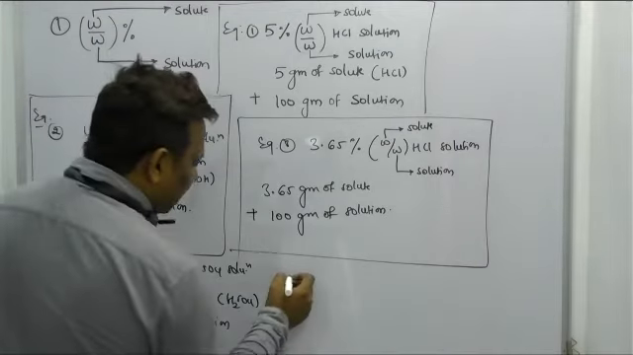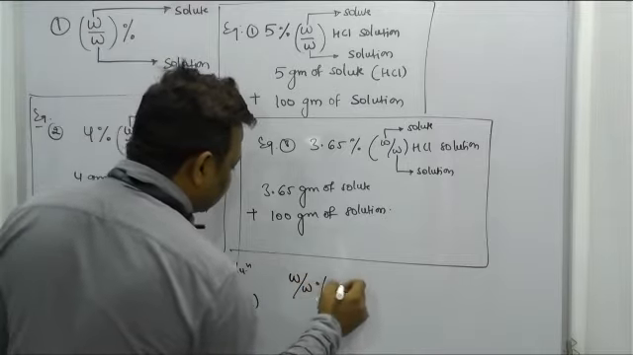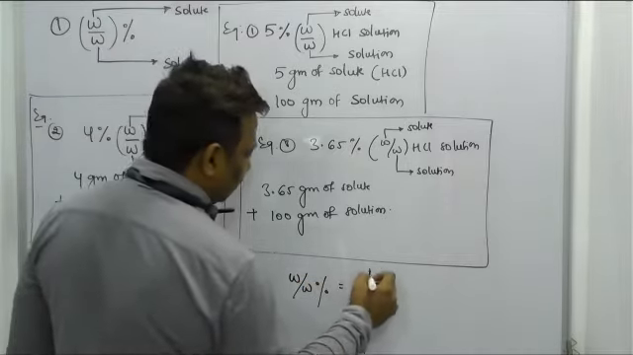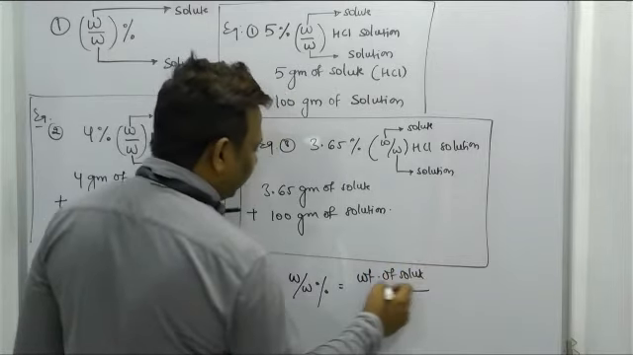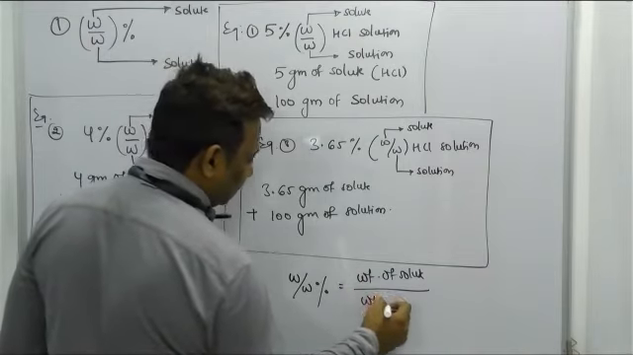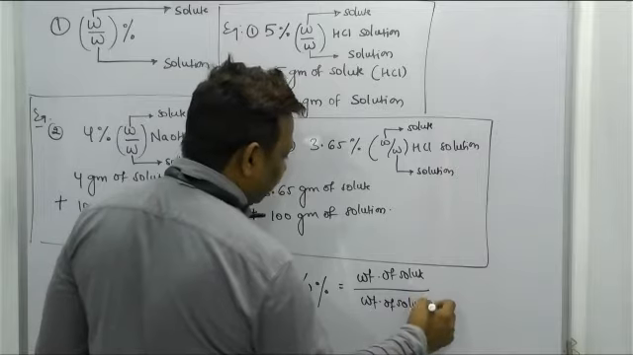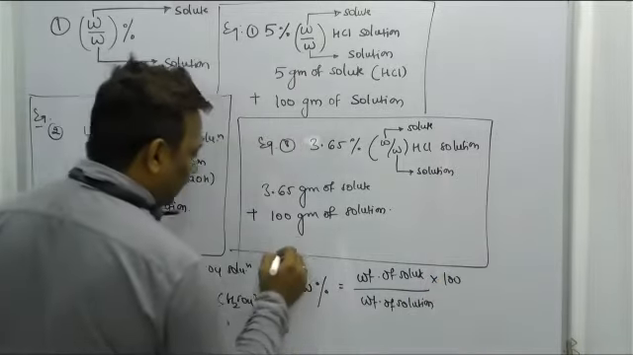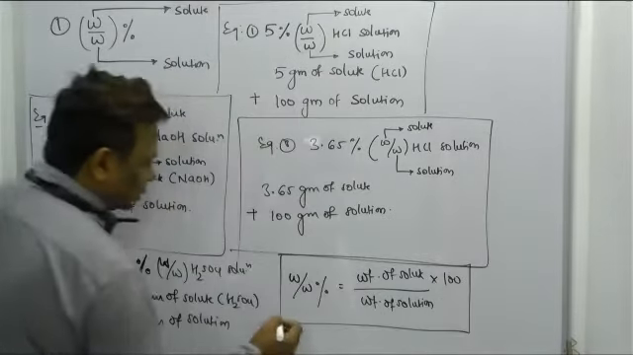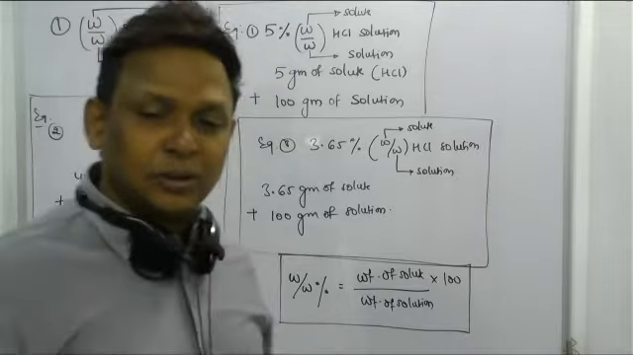So overall, we got one formula. W by W percentage is equal to weight of solute by weight of solution into 100. If we apply this method, we are able to calculate W by W percentage. Take a screenshot up to here.